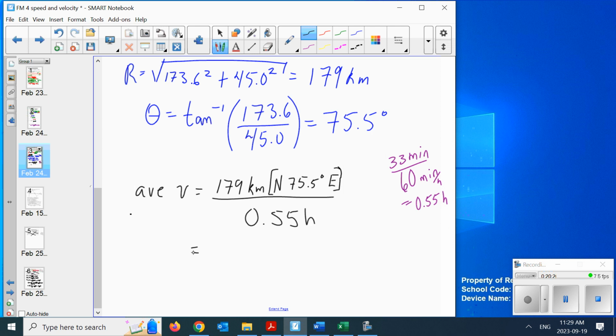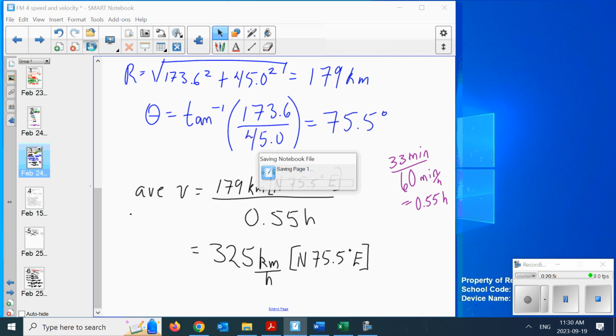I'm gonna just do some math. The actual degrees doesn't get divided, by the way. It stays in your answer. 179 divided by 0.55, and I get 325, and I'm keeping it at 320. Units, kilometers per hour, and then the direction.